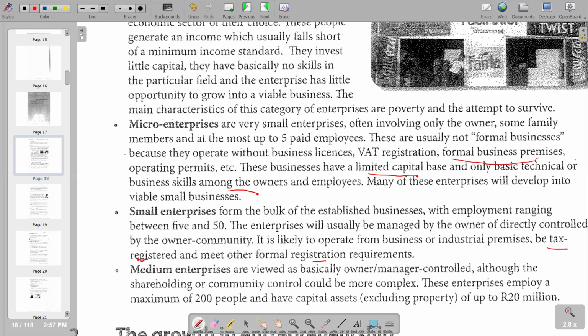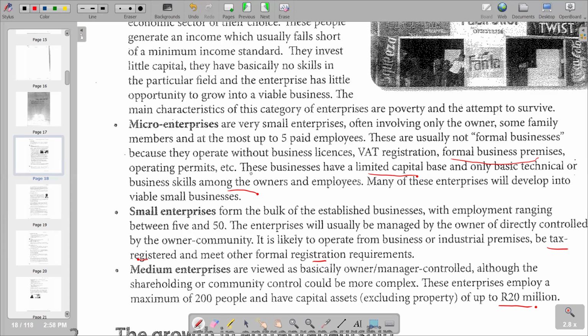So we also have medium enterprises. Obviously, medium enterprises are bigger than small enterprises, as they are viewed as owner or manager controlled. So they are controlled by the owner or the manager, although the shareholding or community control could be more complex. We also notice that they employ a maximum of 200 people, which is different from small enterprises. Remember, for small enterprises we said a maximum of 50, but for medium enterprises we now have a maximum of 200 people. And they also have capital assets of up to 20 million rands. We can also take note of that characteristic of medium enterprises.